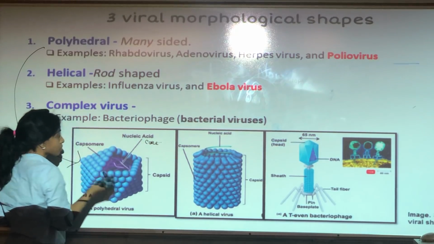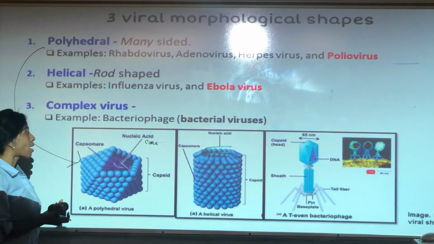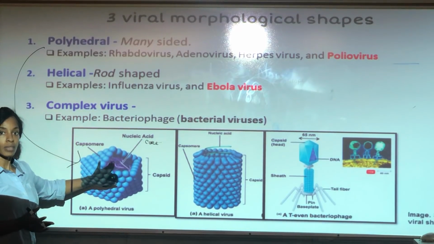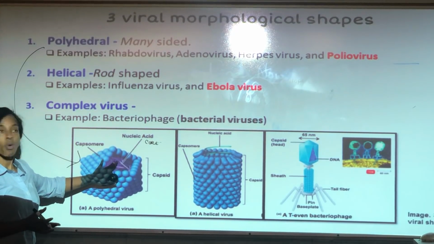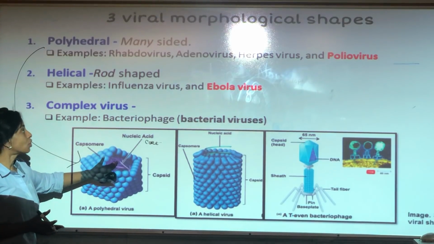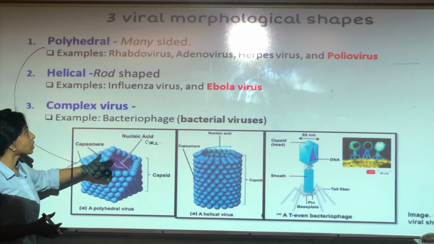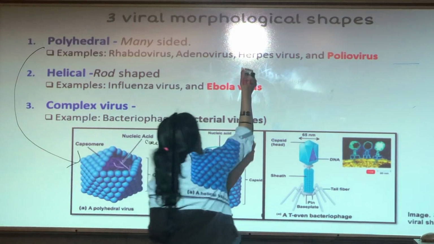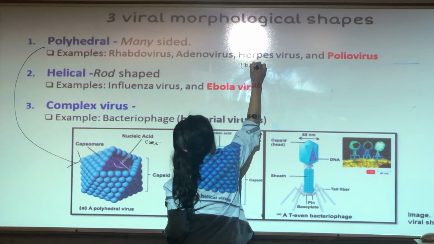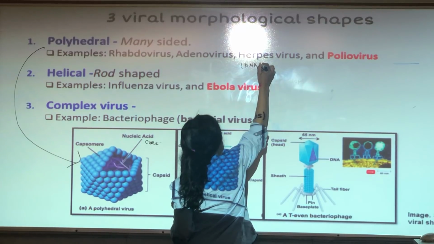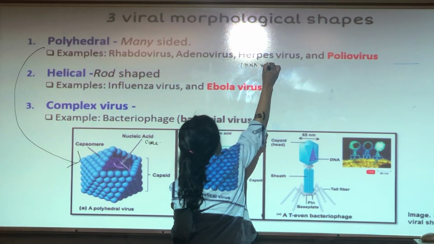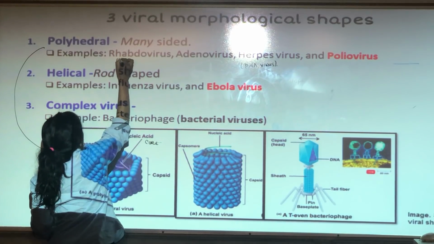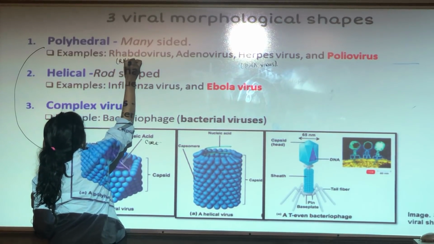And depending on our virus, the nucleic acid, remember, can be what? It's either going to be DNA or RNA, all right? So let's say if we had something like herpes virus, the herpes virus is going to be a DNA virus, all right? But something like your rhabdovirus is going to be an RNA virus.